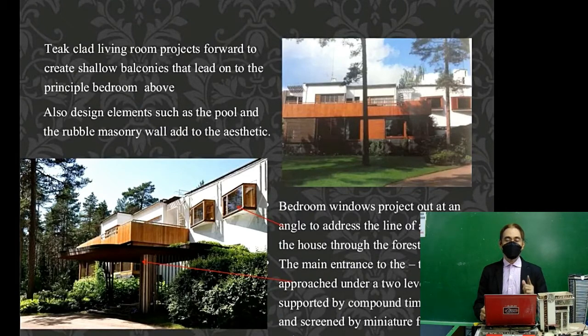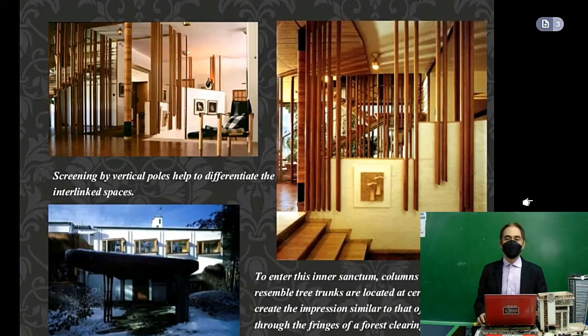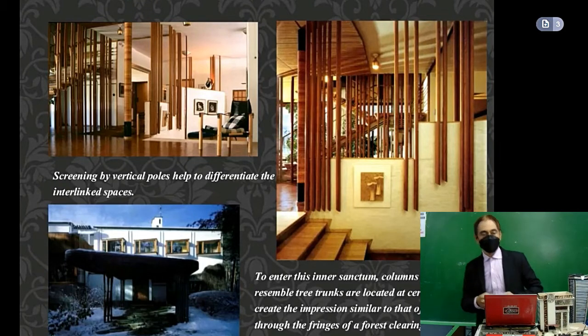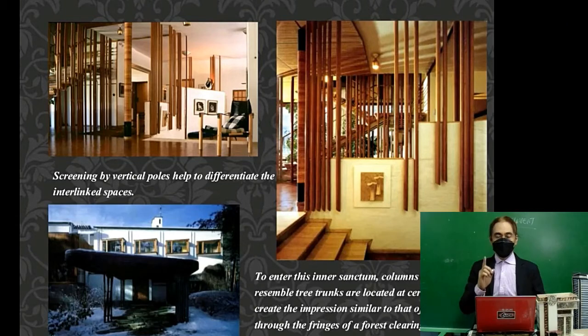I really like canopies and cantilevers. Like here, the entrance is with a vast span of canopy, and the interior is always with yellow. That's his favorite color. To enter this inner sanctum, columns made to resemble tree trunks are located at certain points to create an impression similar to that of emerging through the fringes of a forest.